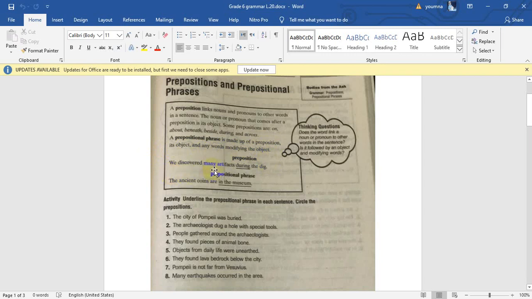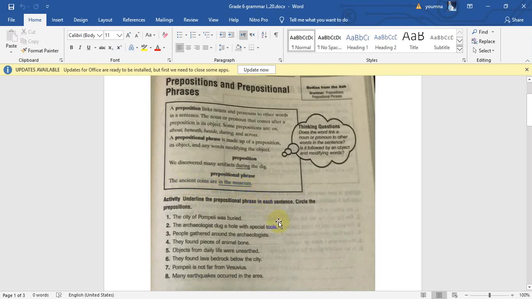We discovered many artifacts during the dig. Where's the preposition here? It's during. So the dig here is its object. So where is the prepositional phrase? It will be during the dig. The prepositional phrase starts from the preposition itself. One more example. The ancient coins are in the museum. So in is the preposition, the museum, its noun, comes after it, so it's its object. So in the museum is the prepositional phrase.